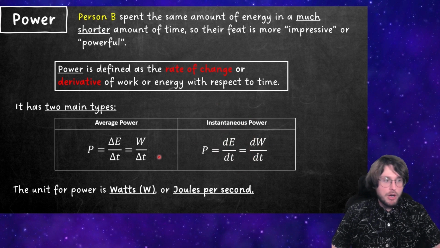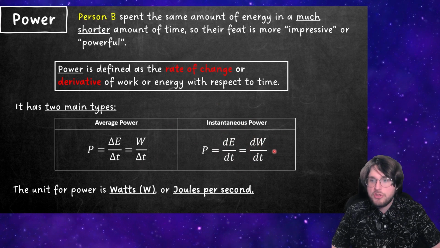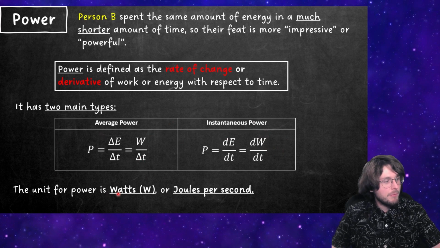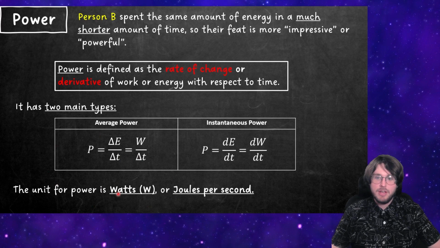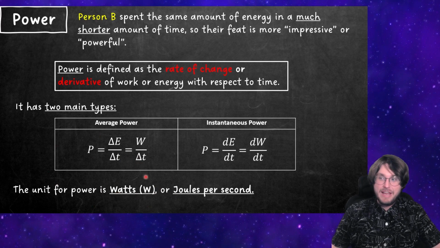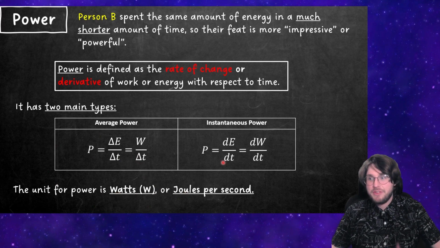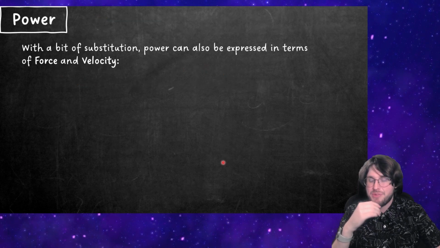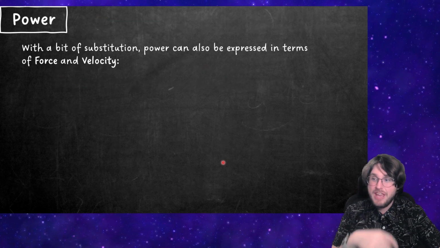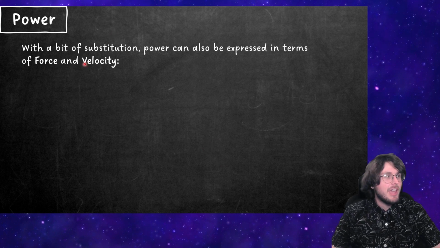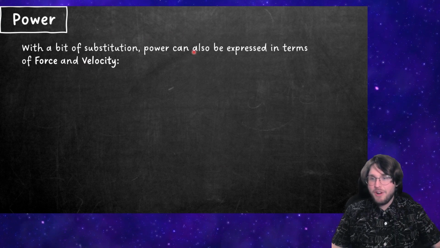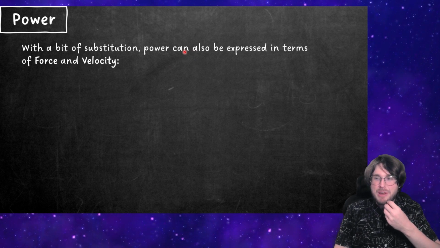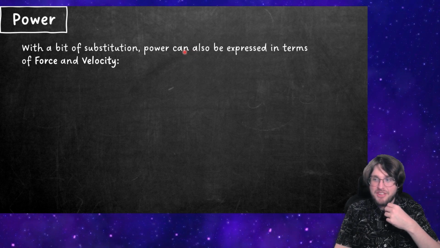The units for power are, well, joules divided by seconds, if we're taking the equation literally. But officially, it is defined as the watt, which is denoted by capital W, and that is officially joules per second. Now, there's one more equation for power that is pretty helpful, and in fact, it appears on the AP Physics C formula sheet. We're going to derive it first with a bit of substitution, where our goal here is to express power in terms of force and velocity.